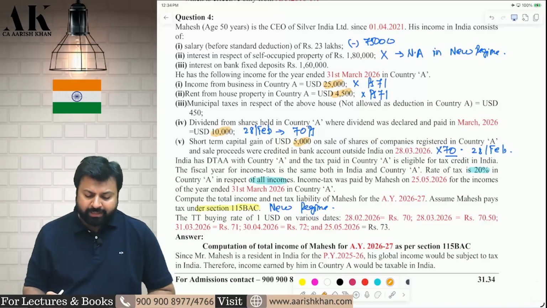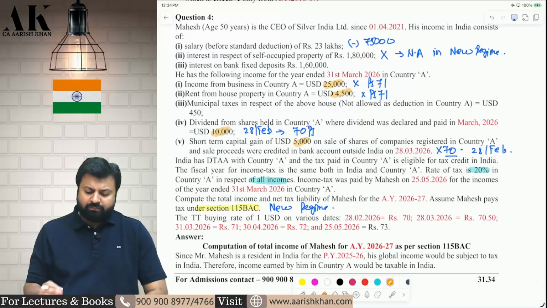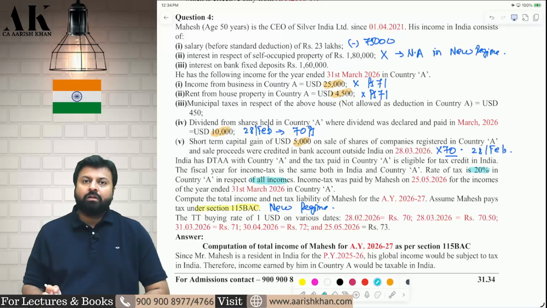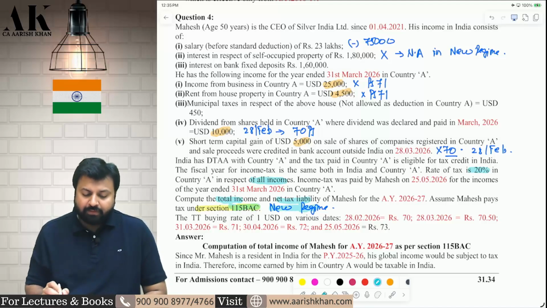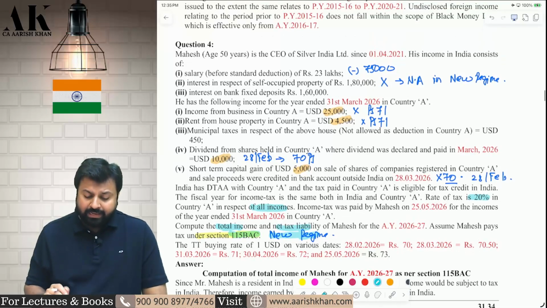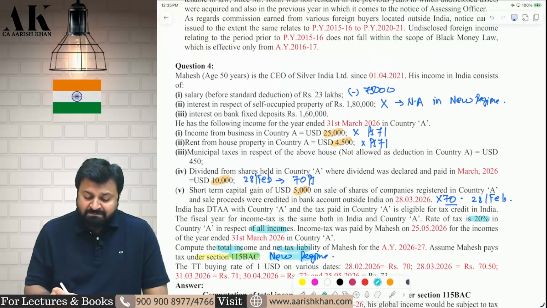Now question number 4, a DTAA question. Very good DTAA question. A lot of small information is there in this question. Be very careful. First of all, you are supposed to compute total income and tax liability of Mr. Mahesh as per the new regime, 115BAC. Let's see what all things are there over here.